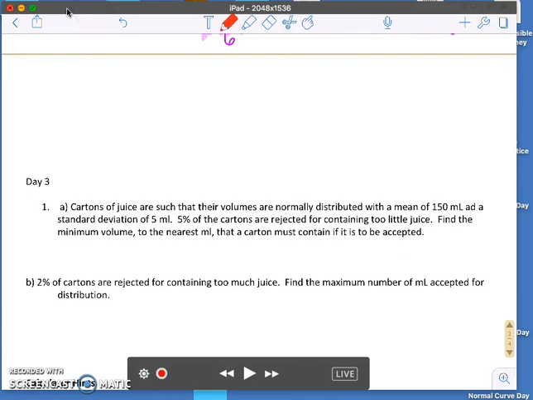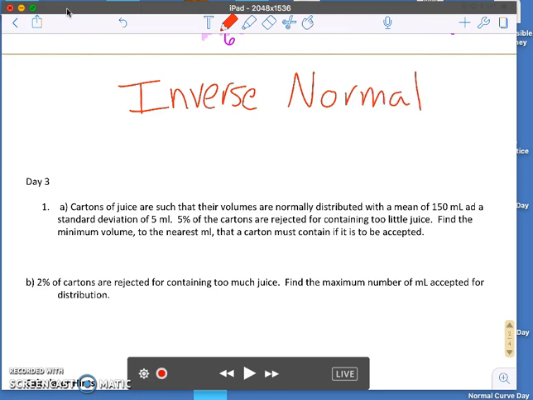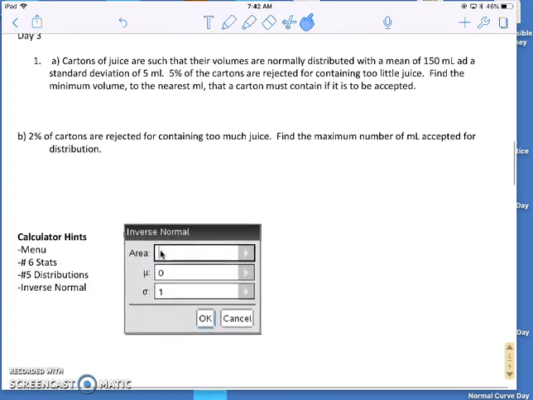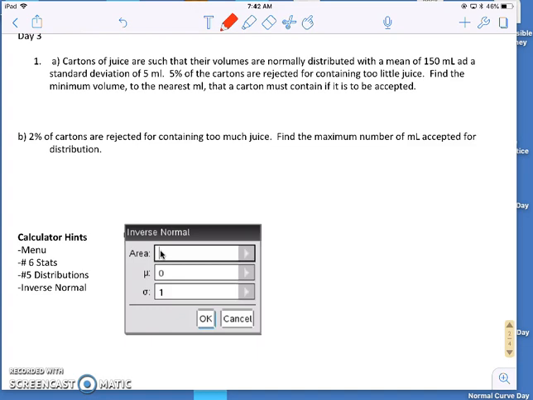So today we're going to take one more look at the normal curve, but today we're going to look at the inverse normal. It's really similar to yesterday, where yesterday we were finding the probabilities under the curve. Today we're going to be looking for these values. And we're actually going to just look at this one problem here.